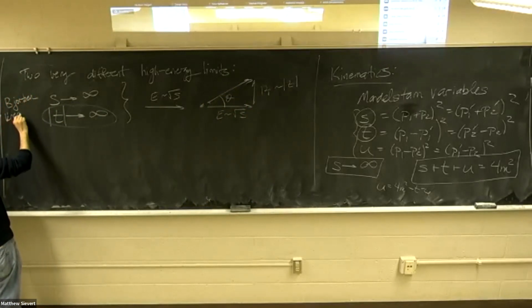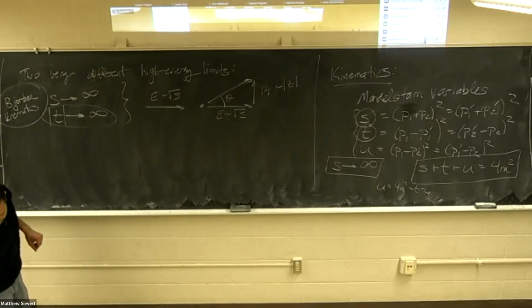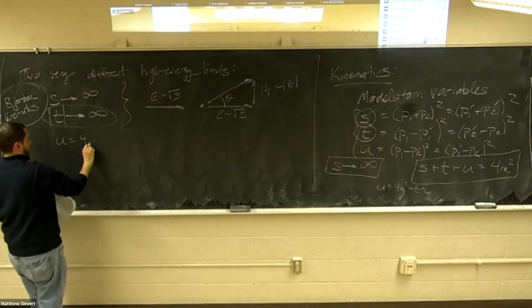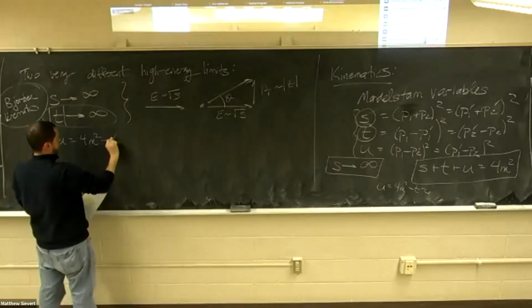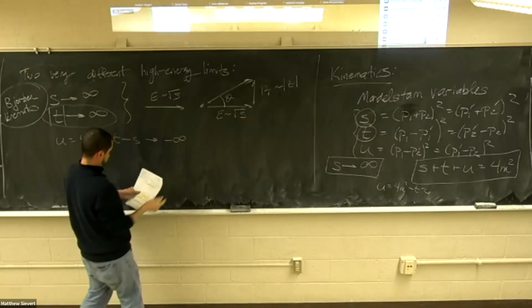Bjorken kinematics. And this, by the constraint condition, means that U, which is 4m squared minus t minus s, is going to minus infinity.